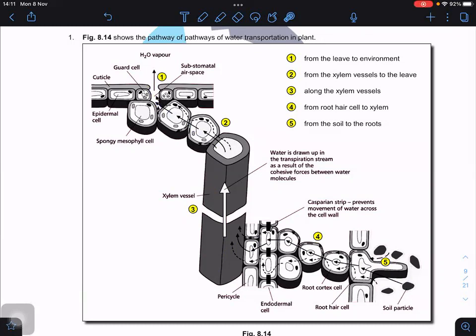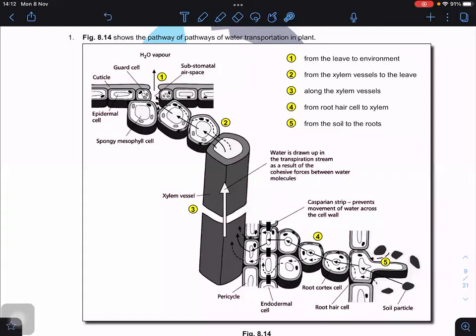So I label here 1, 2, 3, 4, 5. It's just for labeling. It's not for the process that we're going to describe later. Because if you look at the movement of the water, it must go from the soil all the way to the atmosphere. Correct or not? But the labeling here is just to show you what the processes are.